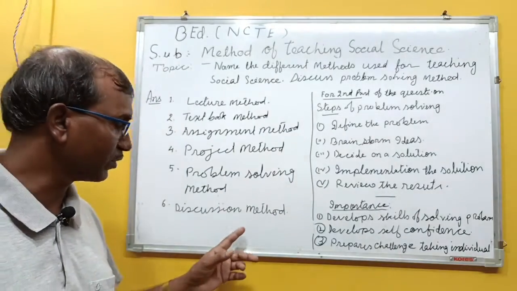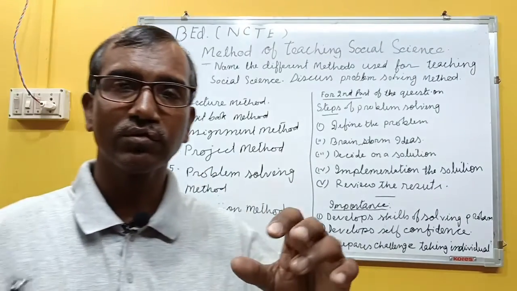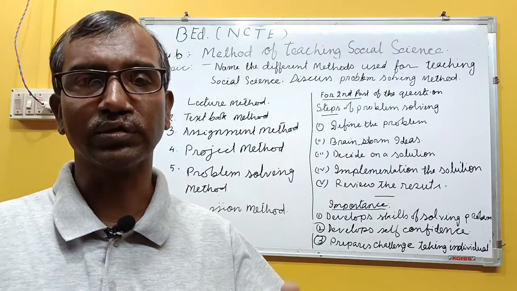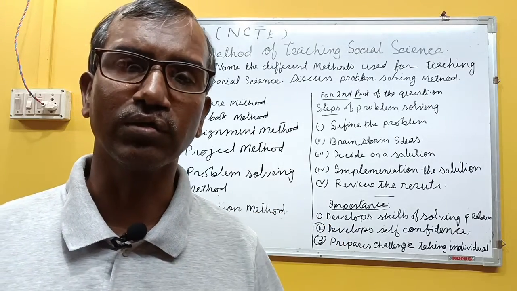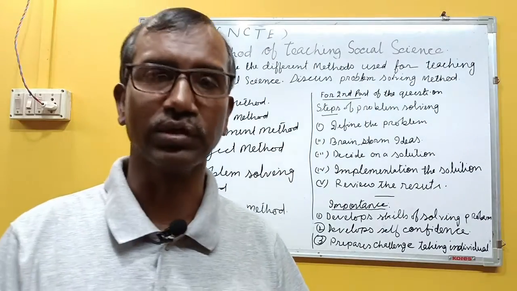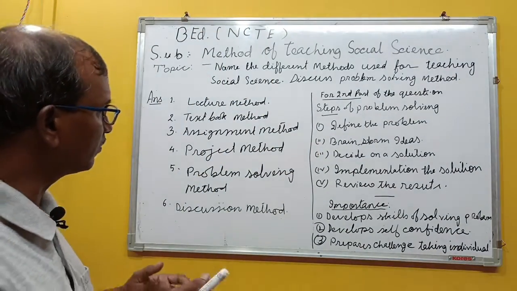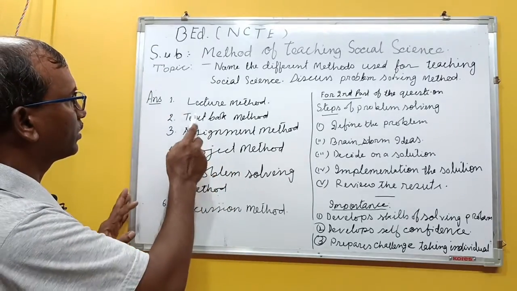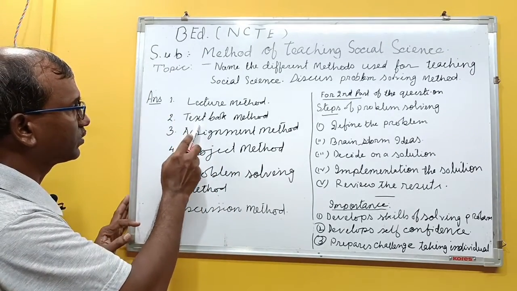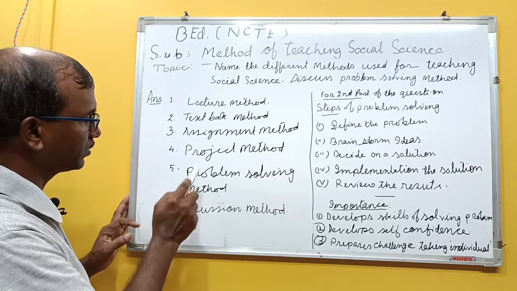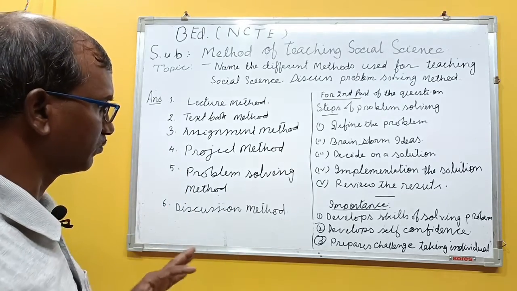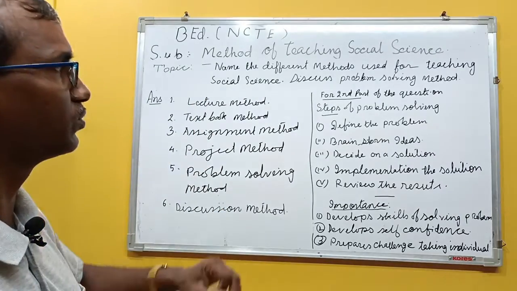That means all the members make a group and participate under the leading of the teacher or someone. But in panel discussion, 3 to 7 participants take participation and all others are audience. So this is the difference. However, dear trainees, you will remember in teaching social science: lecture method, textbook method, assignment method, project method, problem solving method, and discussion method, these all are commonly used methods.